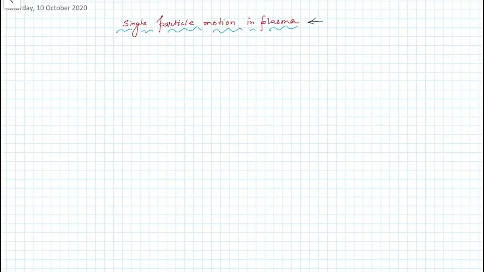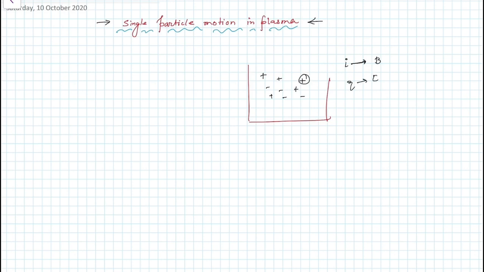In this video, we are going to discuss single particle motion in plasma. Okay, so here you see, we know that a system of plasma contains positively and negatively charged particles. Due to the motion of these charged particles, there must be a flow of current, and due to the current, a magnetic field should be there, and also due to charge there must be electric field.